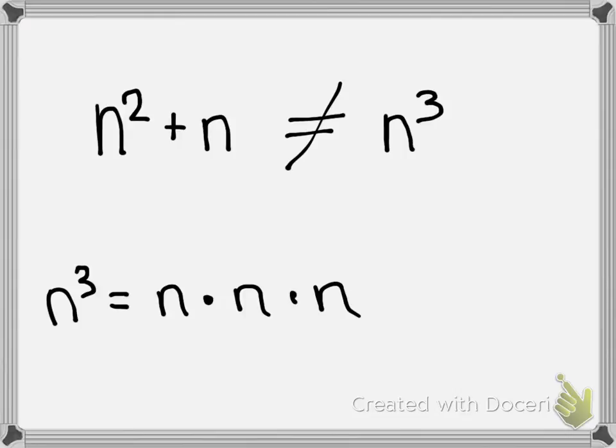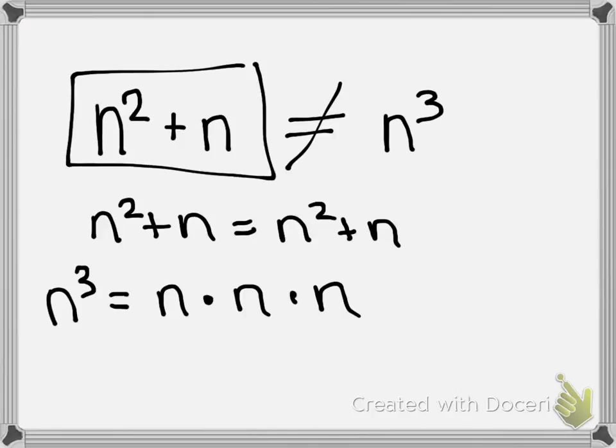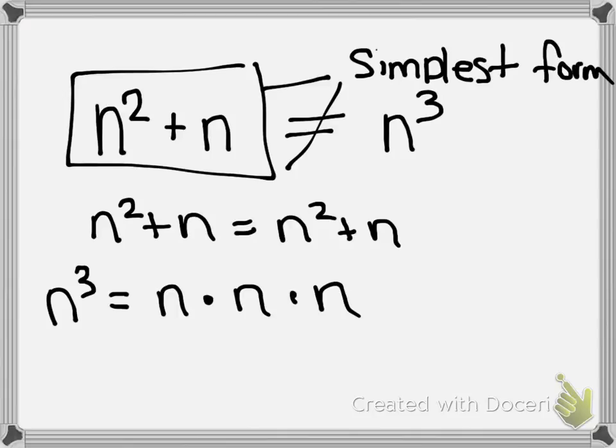N squared plus n is two unlike terms being combined, and it simply equals n squared plus n. That means it cannot be simplified any farther. That is in simplest form. So be careful when you have bases with different exponents and you're adding or subtracting. They do not combine any farther if they are not the same base with the same exponent. Okay, good luck.